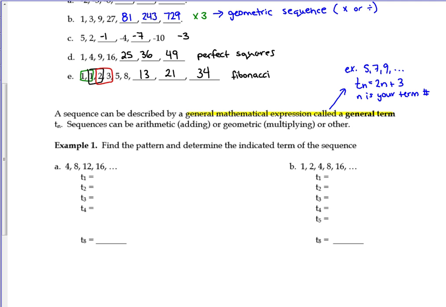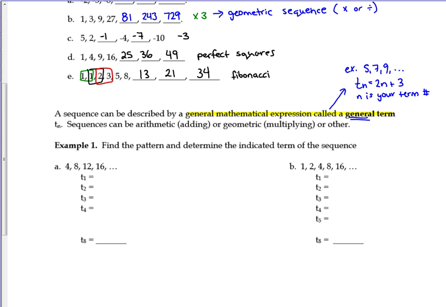So when we have arithmetic or geometric, we can actually make a general term, a formula, so that we can get any term in the sequence. And so the general term is actually a formula. It's general. I can use it to get any term. That's why it's called the general term.